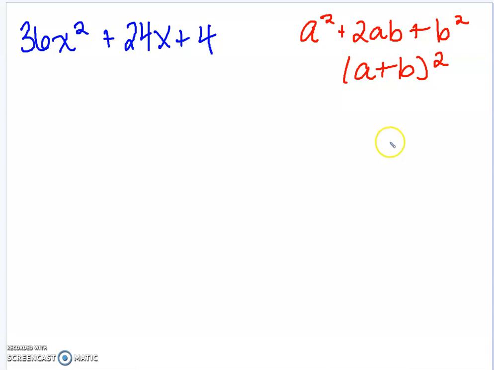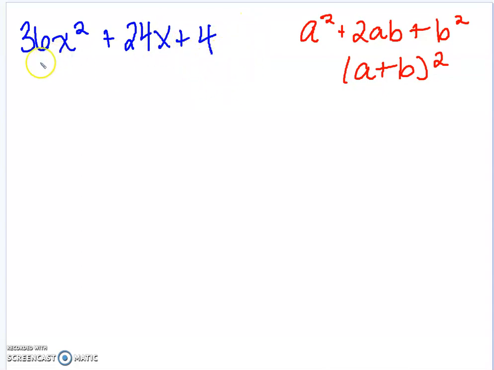So we're going to be looking at some special cases for factoring. The first one we're looking at is what we call a perfect square trinomial. The way you'll recognize it is because the first term will be a perfect square value and the last term will also be a perfect square value. And the middle term is going to be the square root of the first term times the square root of the last term, times 2.